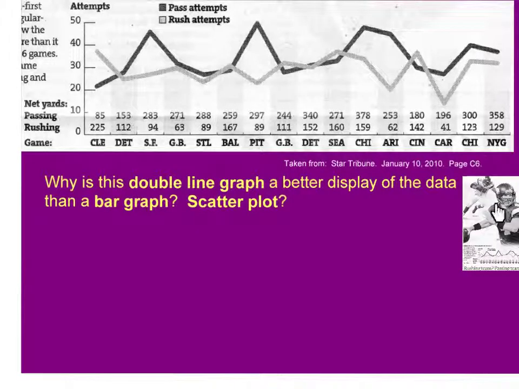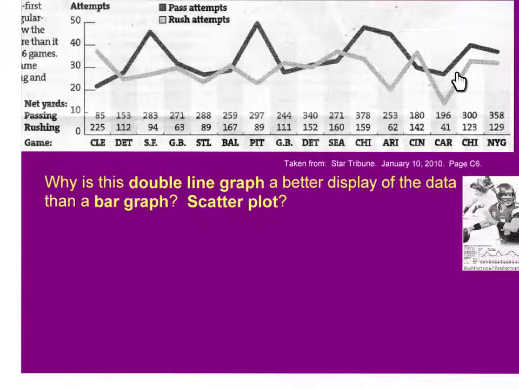All right, the Vikings, when they used to have Brett Favre, the good old days. Why is this double line graph a better display of data than a bar graph or a scatter plot? Well, line graph is really good at showing change over time. And this is the course of the season. These are the games the Vikings played in order that season. And you can tell the pass attempts, how they went up and down during the season. You could tell the rushing attempts, that means running instead of passing attempts.